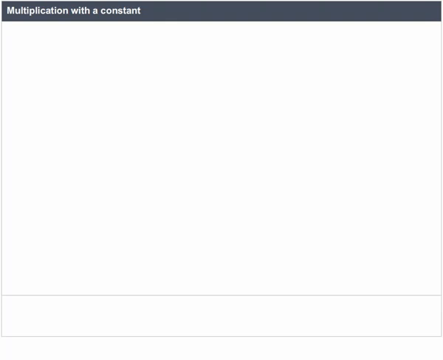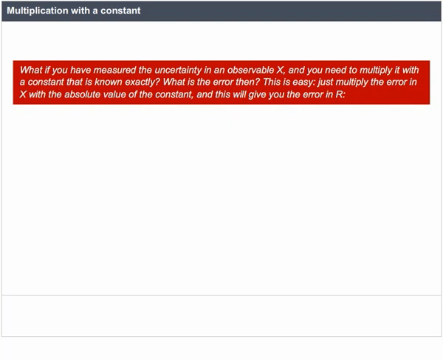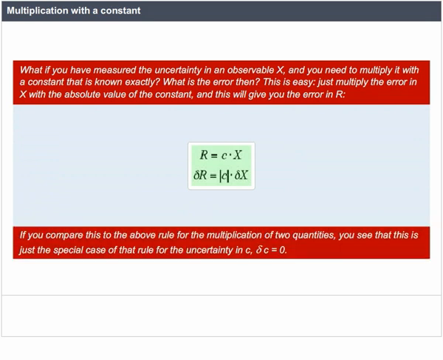With the constant. What if you have measured the uncertainty in an observable x and you need to multiply it with a constant that is known exactly? What is the error then? This is easy. Just multiply the error in x with the absolute value of the constant and this will give you the error in r. R equal to c into x. Then delta r equal to modulus of c into delta x. If you compare this to the above rule for the multiplication of two quantities, you see that this is just the special case of that rule for the uncertainty in c, then delta c equal to 0.